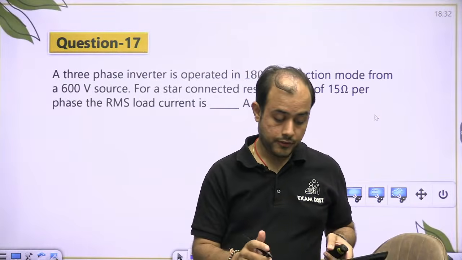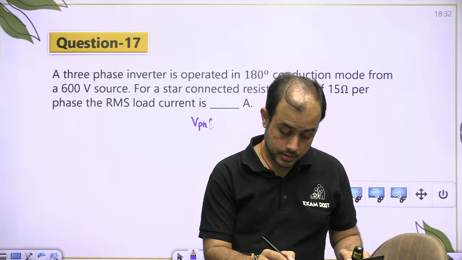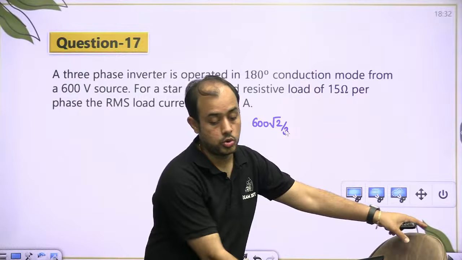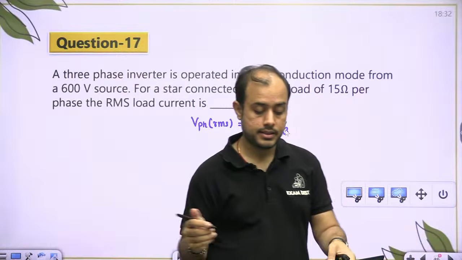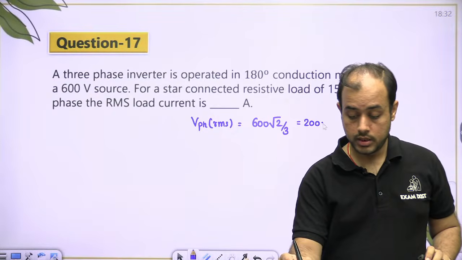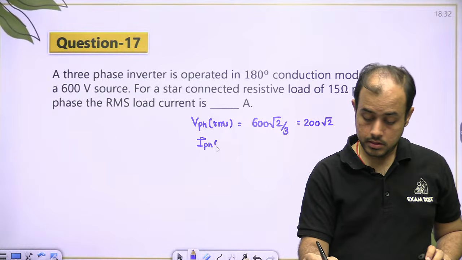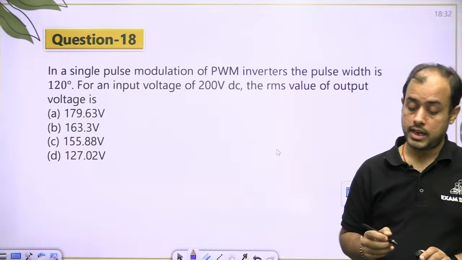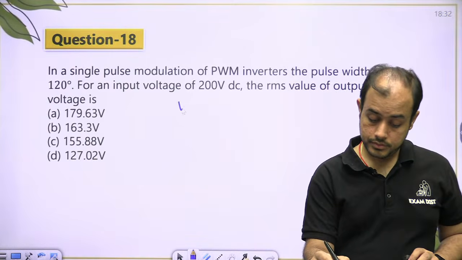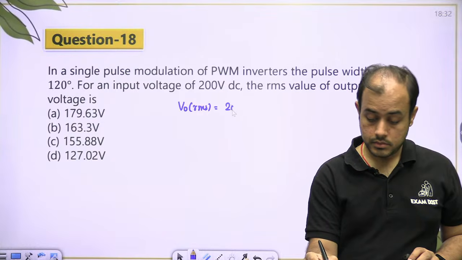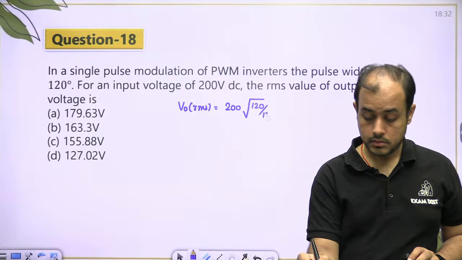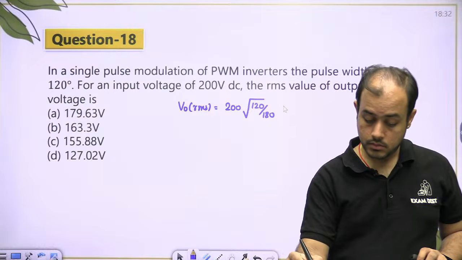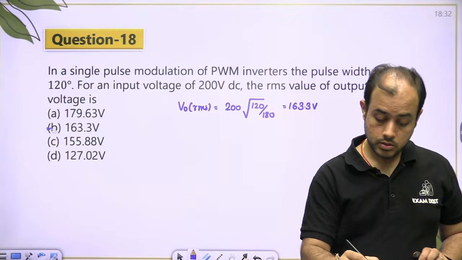Okay, per phase RMS load current. VPH RMS is 600 into root 2 by 3. Okay, that is VPH RMS. 200 root 2. Okay, per phase load RMS current.